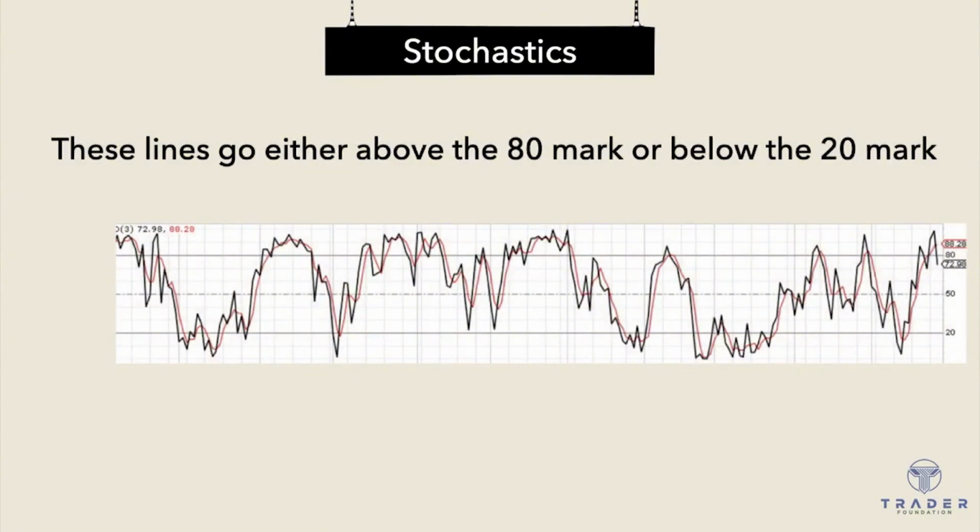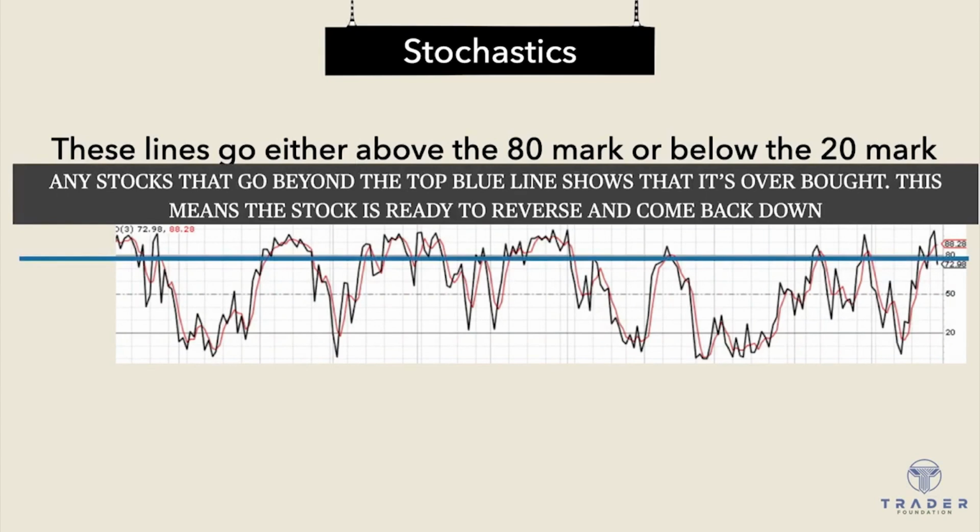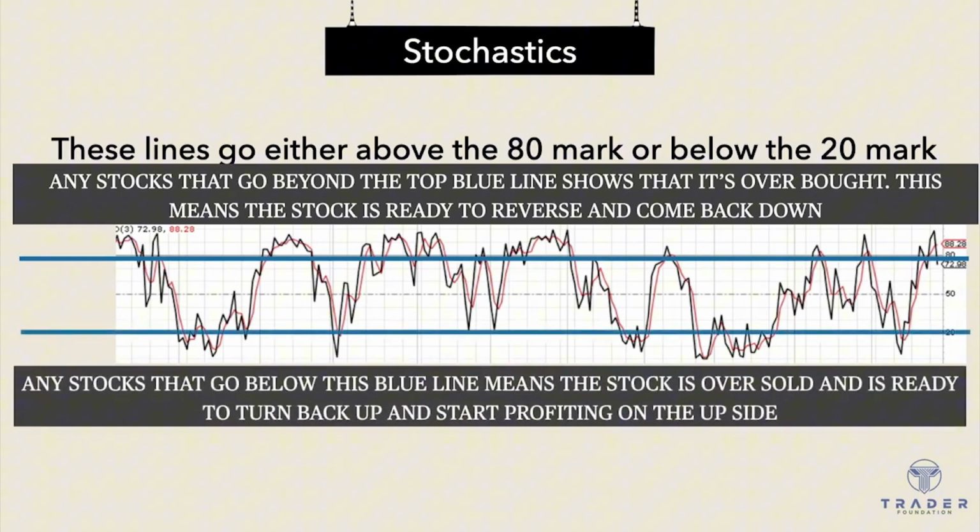These lines go either above the 80 mark or below the 20 mark. Any stocks that go beyond the top blue line show that it's overbought. This means that the stock is ready to reverse and come back down. Any stocks that go below this blue line means the stock is oversold and is ready to turn back up and start profiting on the upside.